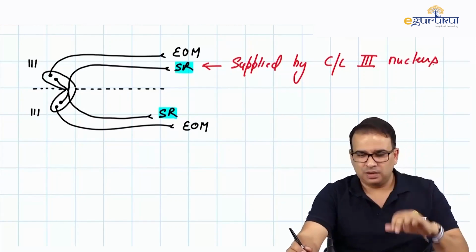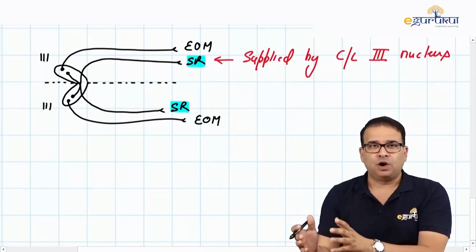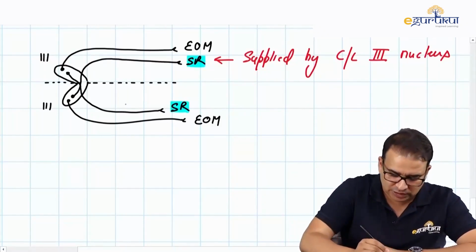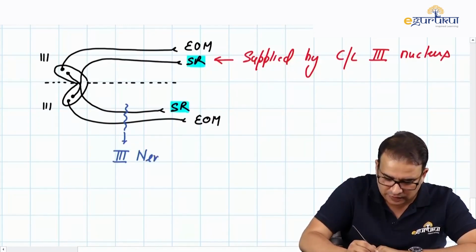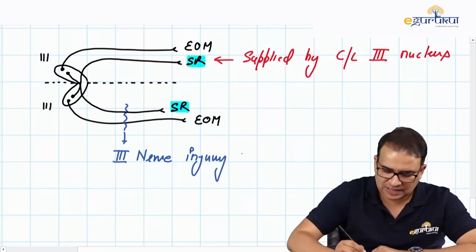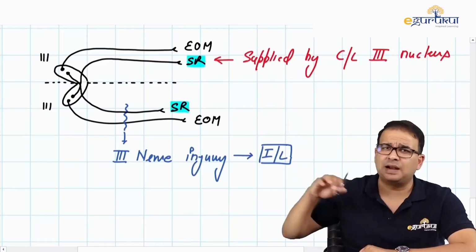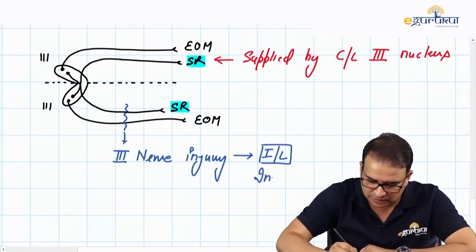Which gives rise to one question here, that if let's say the question says there is an injury to third nerve or if there is injury to third nucleus, what difference will be there, guys? If let's say there is an injury to third nerve here, let's say this is a third nerve injury. Then obviously everything is involved on the ipsilateral side. So it's all ipsilateral involvement. Ipsilateral extraocular muscle, including the same side superior rectus also.